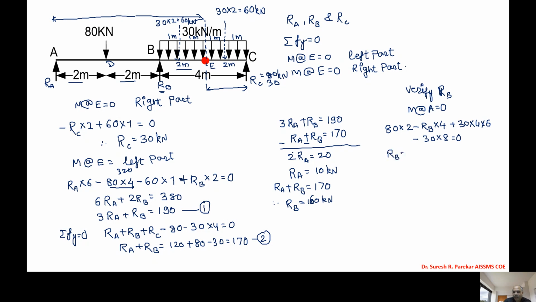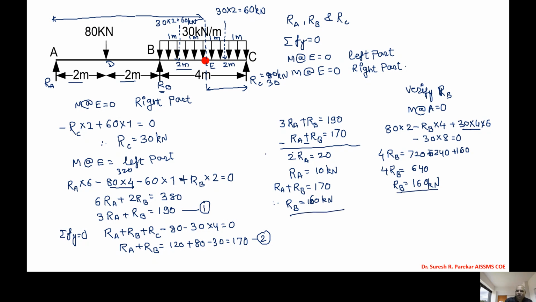If we calculate 4RB, then we will have 30 into 4, 120 into 6. So we have this value 720. Then 30 into 8 plus 240. Sorry, 80 into 2, this 240 we have minus, and 80 into 2 we have plus 160. And from this we will get 4RB equal to 640, and RB we will get 160. So you can see from both ways we get the same answer of RB.